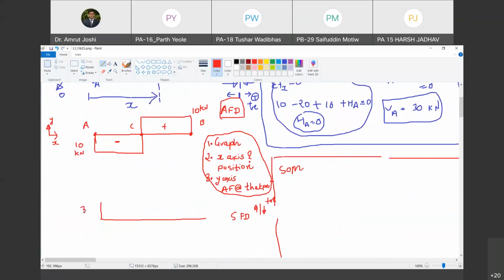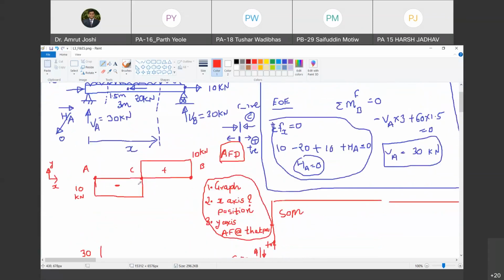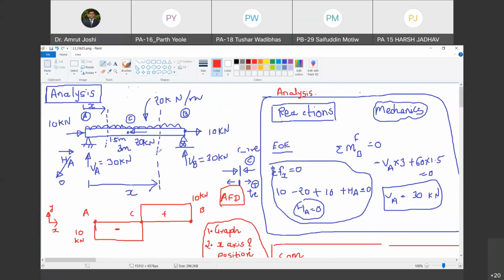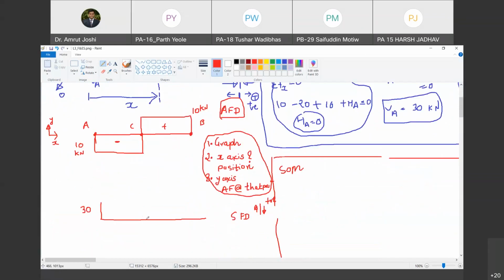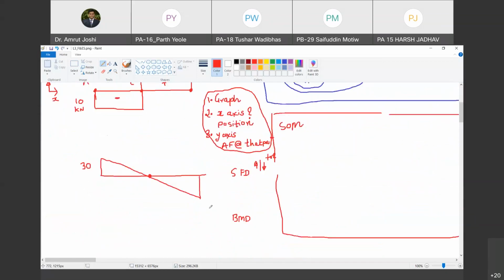It rises by the reaction, that is 30 kilonewton, then falls uniformly, that means linearly, because the load is UDL, therefore the shear force diagram will be linear. Fall linearly by amount 20 into 3, that is 60. So when you fall by 60, you are going to hit 0 at the midspan, and then you are going to have minus 30 here, rise by the reaction VB, SFD closes, we are happy.